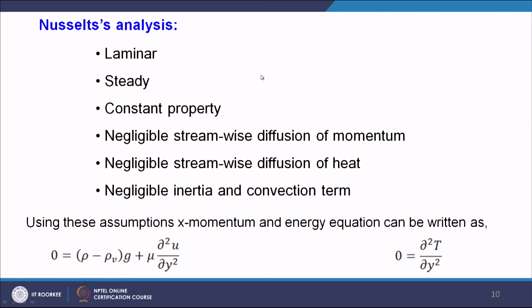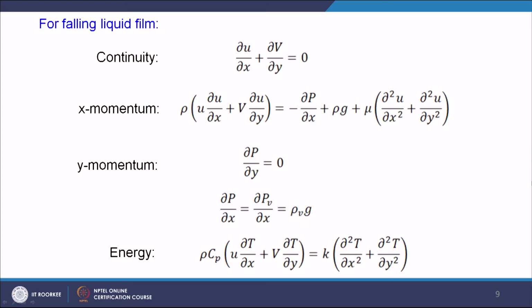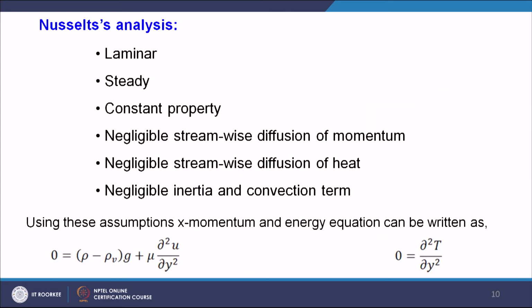What he has considered, the assumptions are laminar flow in the liquid. He has considered flow of liquid is steady, he has considered the liquid is having constant property, negligible streamwise diffusion of momentum. So, negligible streamwise diffusion of momentum means in your equation del square u del x square will be equal to 0, because x is the stream direction. So, that portion is 0, okay, streamwise diffusion is 0. Similarly, negligible streamwise diffusion of heat.